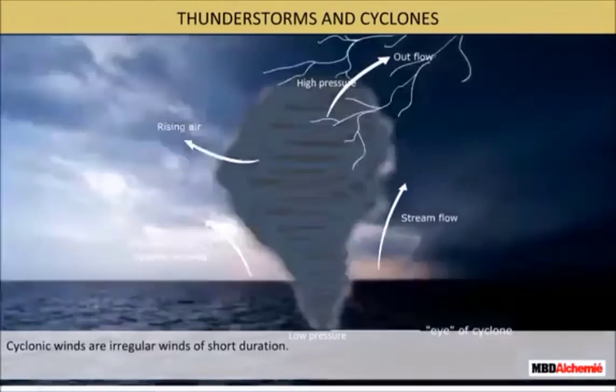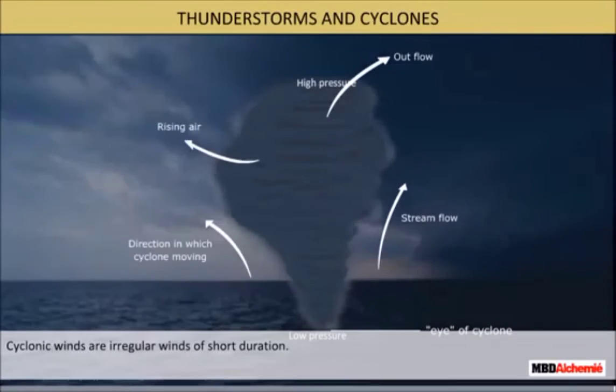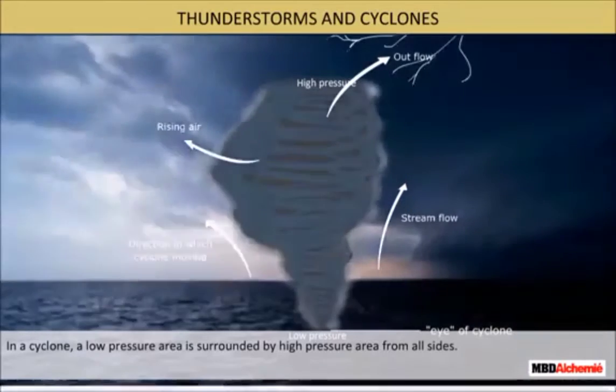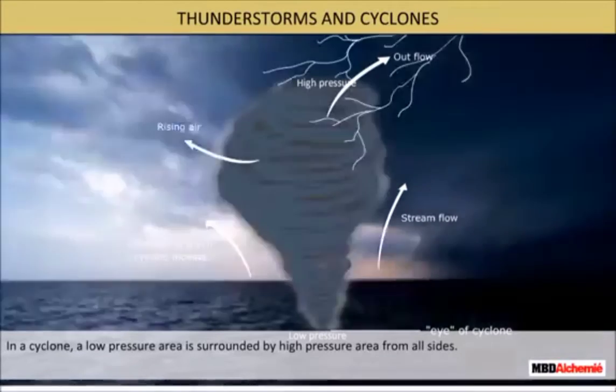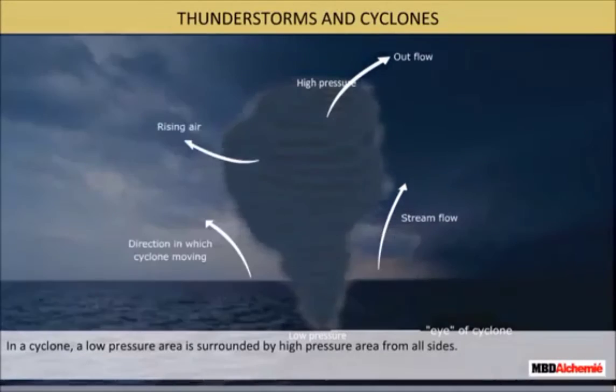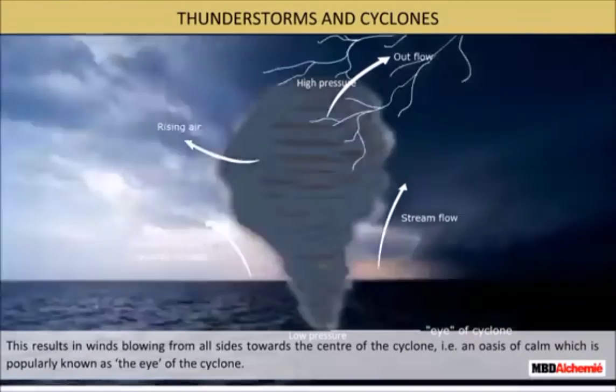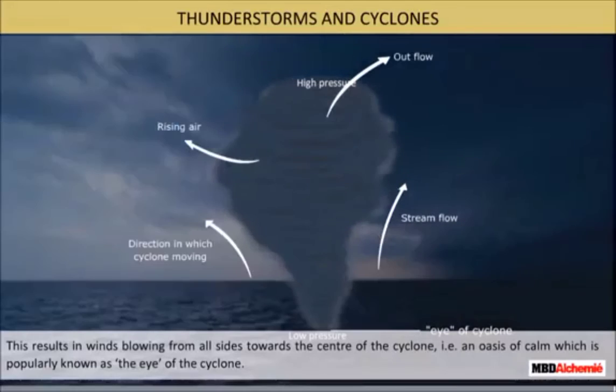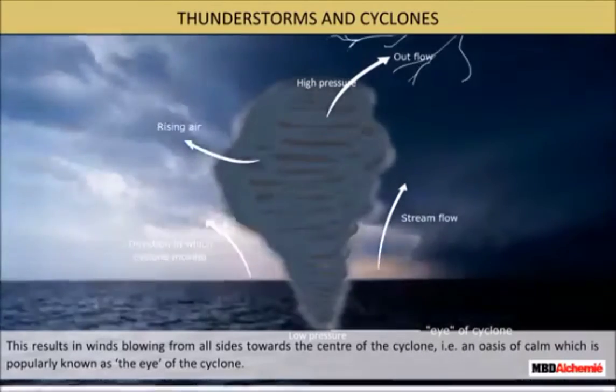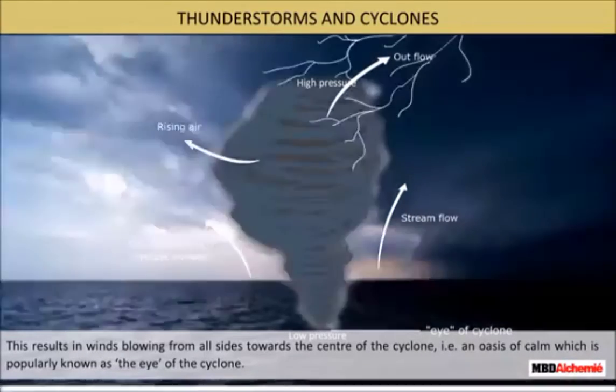Cyclonic winds are irregular winds of short duration. In a cyclone, a low-pressure area is surrounded by high-pressure areas from all sides. This results in winds blowing from all sides towards the center of the cyclone, an oasis of calm, which is known as the eye of the cyclone.